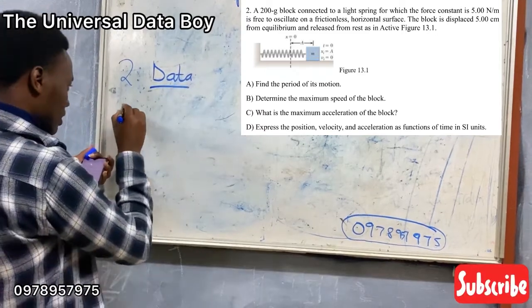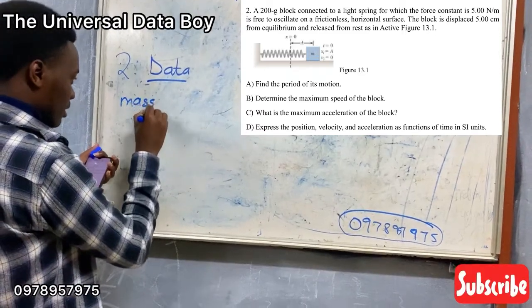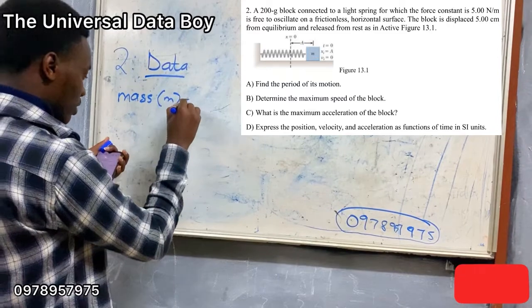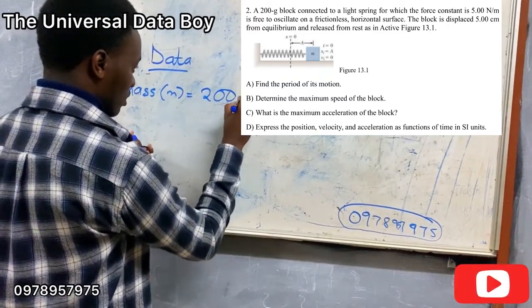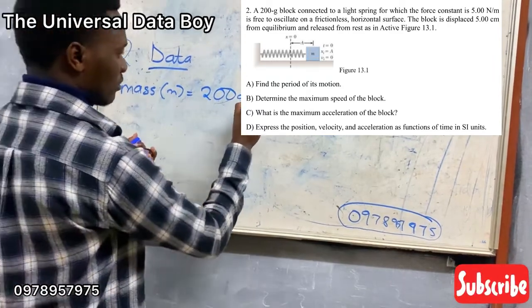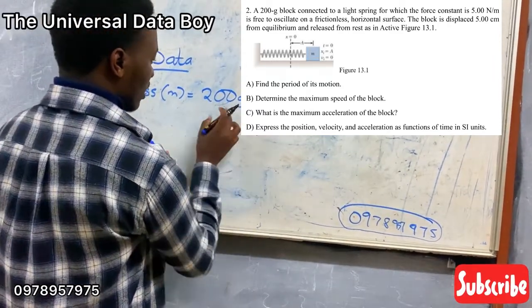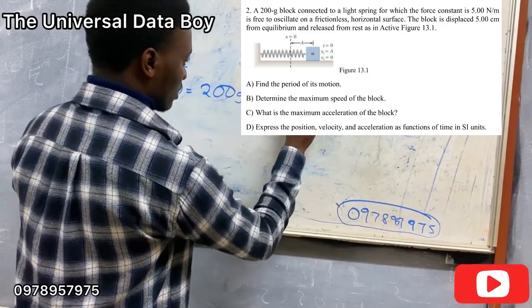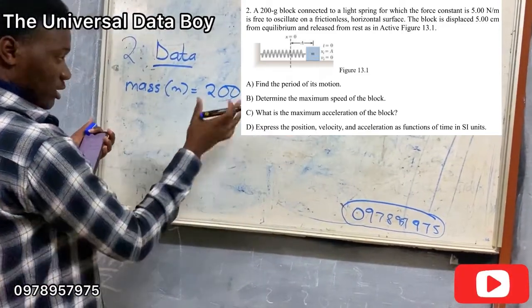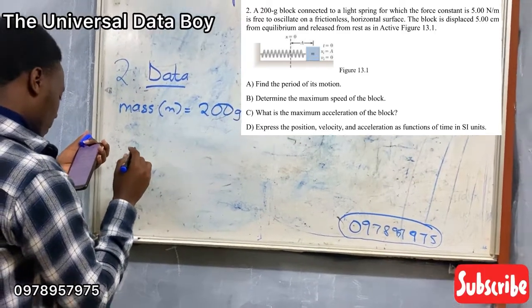So I've been given the mass m, which is equal to 200 grams. So I think we can convert even from here. It's easy to convert. We can say this one divided by 1000 is 0.2 kg. That's converting to SI units.